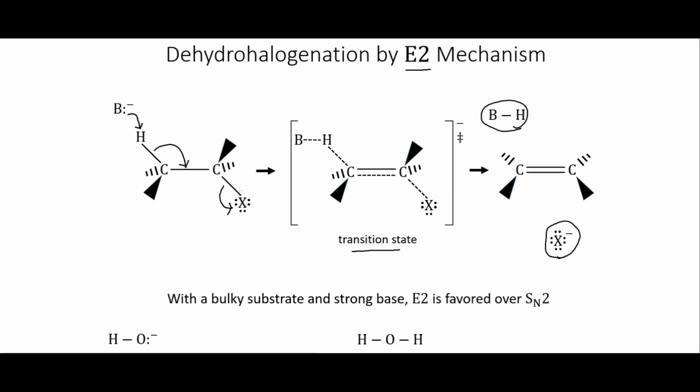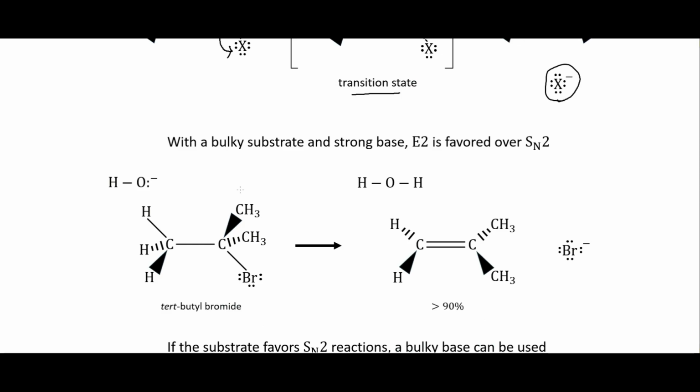With a bulky substrate and strong base, E2 is favored over the SN2. That's because if we have bulky groups on here and right here, the base isn't going to be able to attack that carbon as easily, so we will not see that as much. So this will attack that hydrogen there, it will move the electrons down there, and then our leaving group will leave here. This will be greater than 90% of our product, with the other 10% being something like the SN2 product, the nucleophilic substitution product.